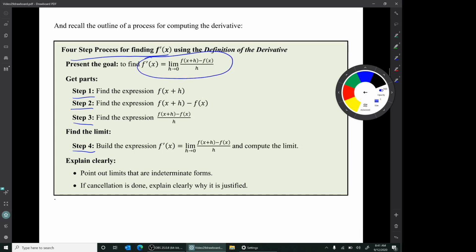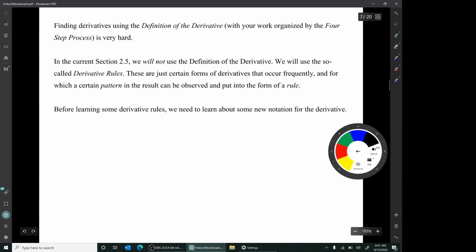So when you use the definition of the derivative, it means that you're building this limit expression, which is what the definition of the derivative says, and it's hard and it takes a lot of time. So in the current section, we will not use the definition of the derivative. We'll use what are called derivative rules. These are just certain forms of derivatives that occur frequently and for which a certain pattern in the result can be observed and put into the form of a rule.